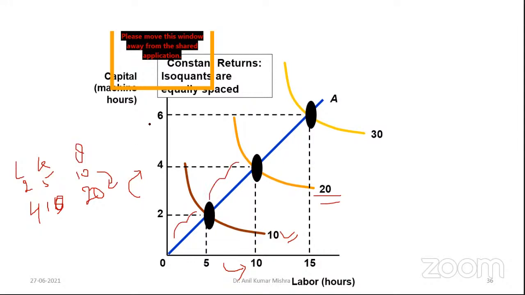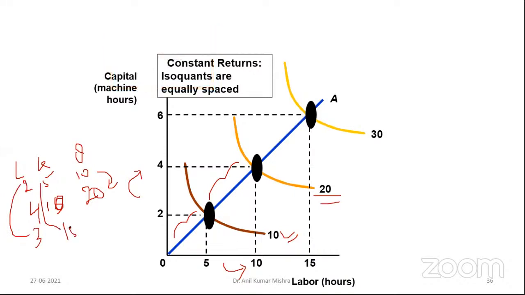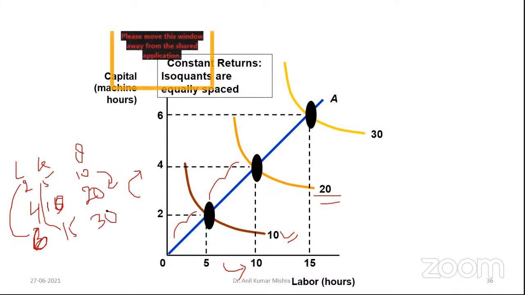If you increase 3 times of capital and 3 times of labor, output also increases exactly 3 times. Let's say labor 2 to 6, and capital 5 to 15, that is 3 times of labor and 3 times of capital, and output you can find also increases exactly 3 times. That's called constant return to scale. The distance between successive consecutive isoquants remains the same.